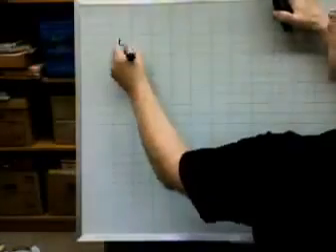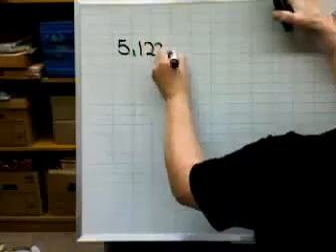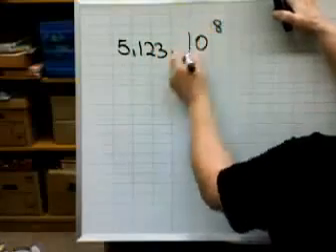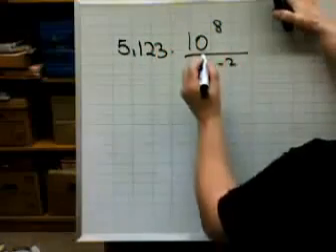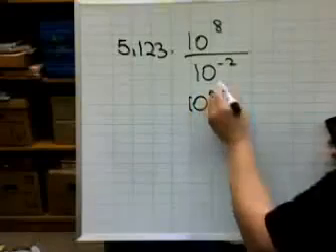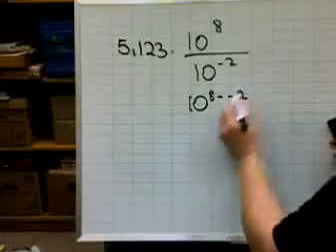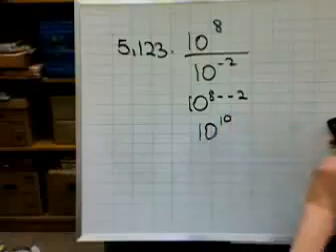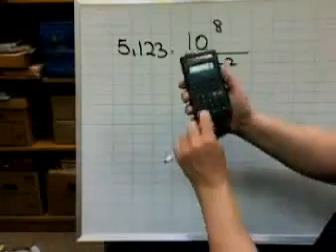Next, we've got 5.123 times 10 to the 8 over 10 to the negative 2. And here again, if we did this in our head, we would say this is 10 to the 8 minus a minus 2. So we're expecting an answer 10 to the 10th. See if our calculator will do that.